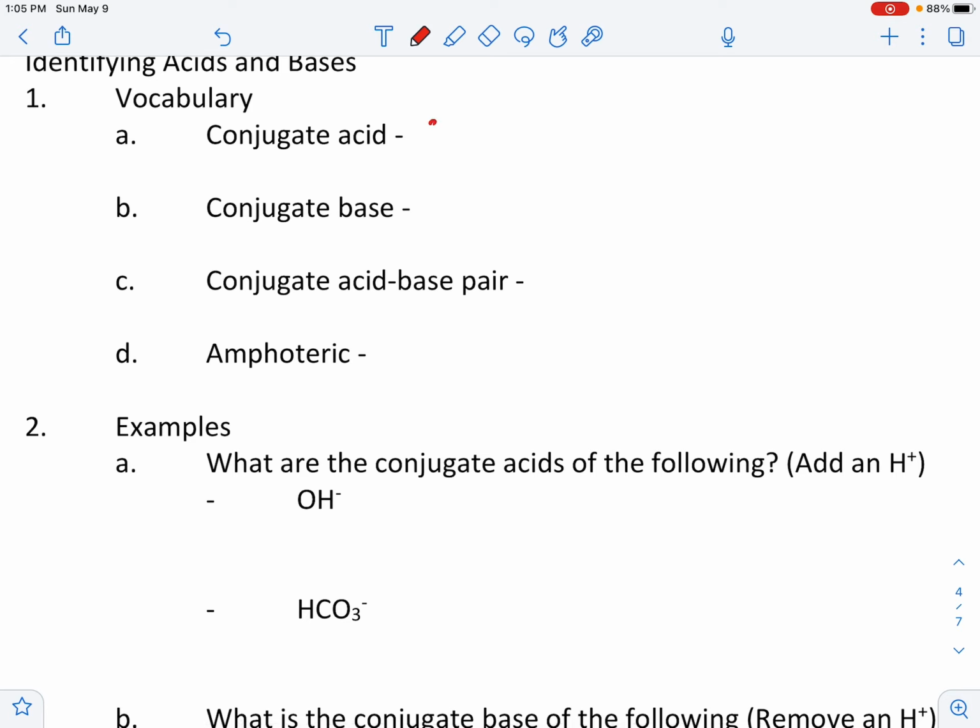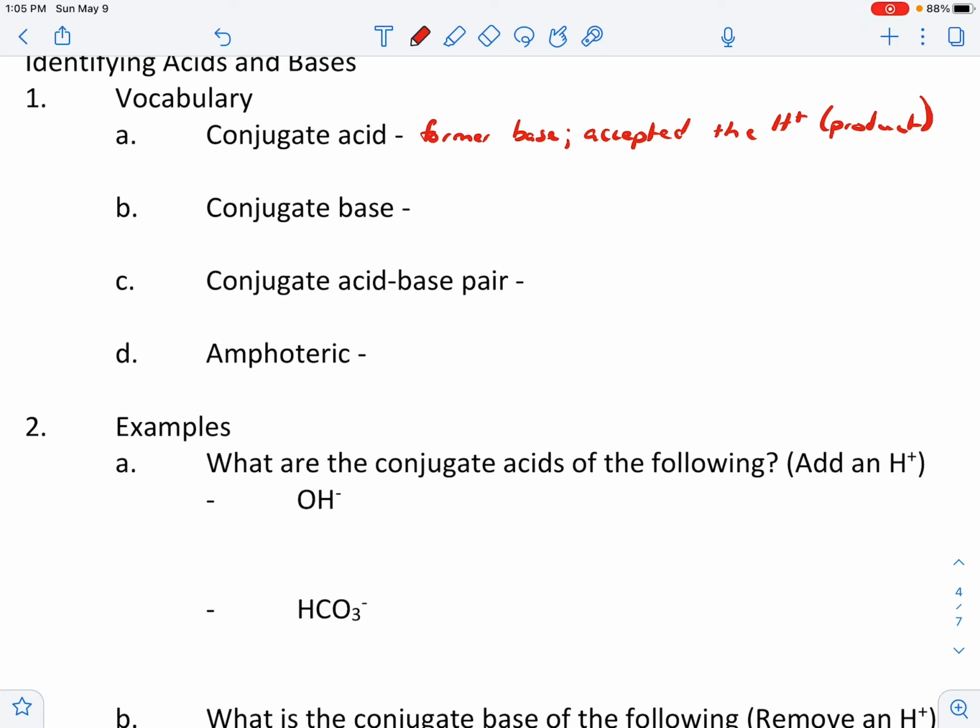There are some other vocabs that go along with these Bronsted-Lowrys, and we have our conjugate acid. This is the former base. This was the base, and this is the one that accepted the H plus. And this is going to be a product. It's going to be found on the right side of the arrow. All right, so this is going to be a product.